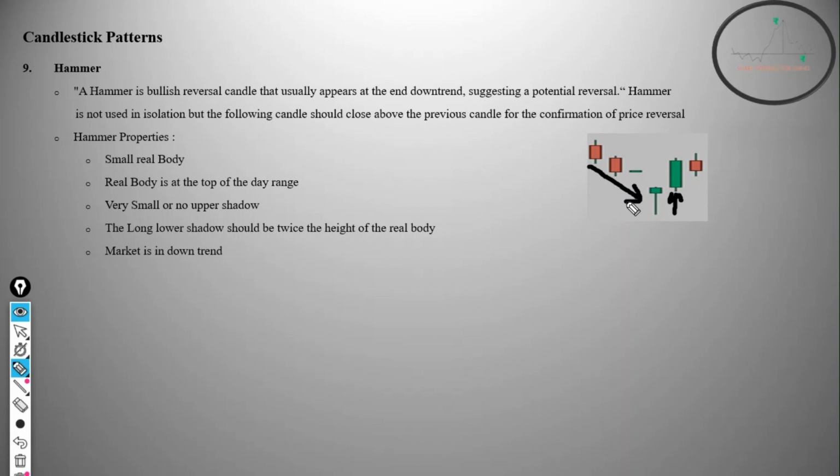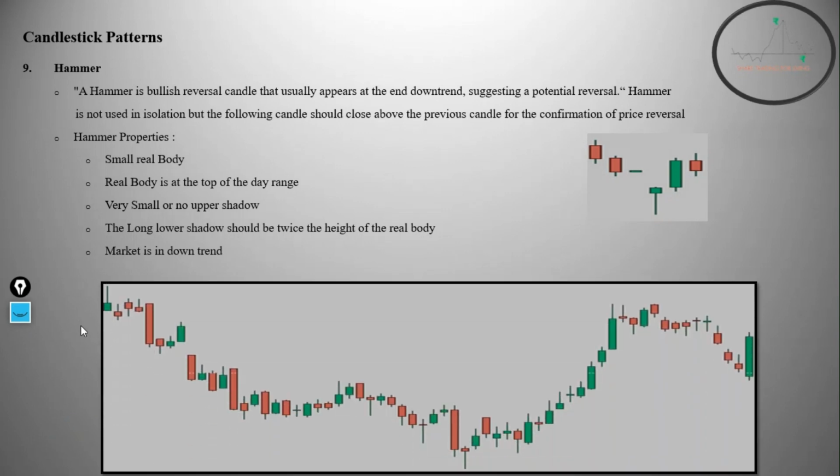A hammer is a bullish reversal candle that usually appears at the end of a downtrend. So there is a downtrend, and a potential reversal is suggested through the hammer. A hammer has to be a small body with a long shadow, and the market has to be in a downtrend. To understand the importance of the hammer, let's look at the chart.